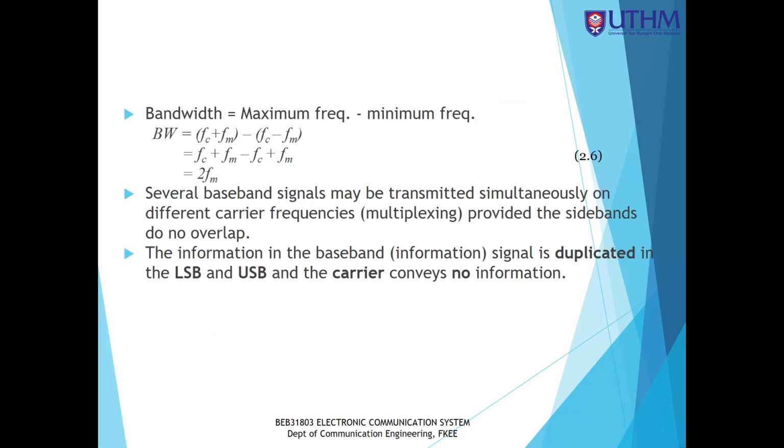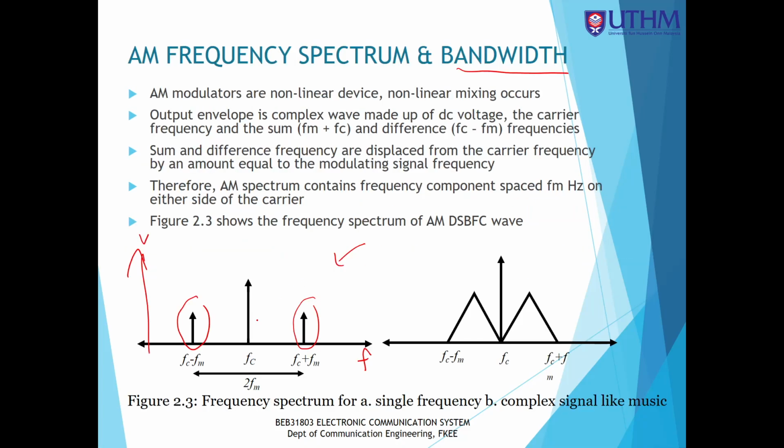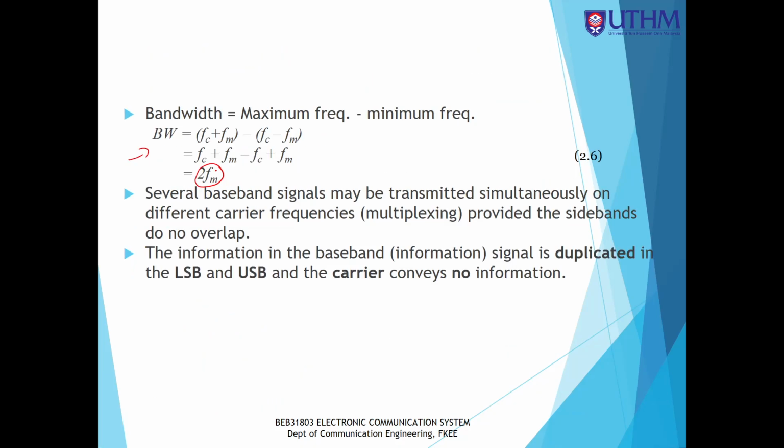So how do I get 2 FM? Bandwidth is equal to FC plus FM, subtract the lower sideband, FC minus FM. So it is equal to FC plus FM minus FC plus FM, which is equal to 2 FM. That means the distance here is FM, and the distance here is also FM. So you get 2 FM. This is the bandwidth for double sideband full carrier, DSBFC.